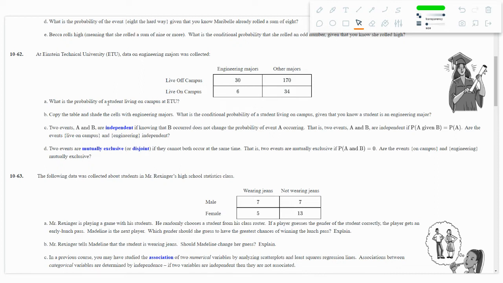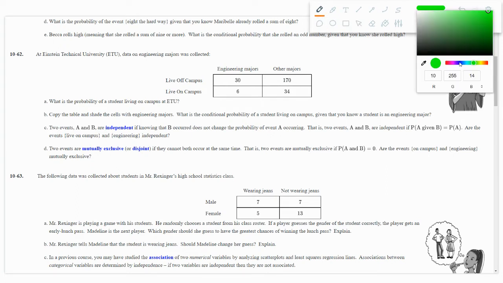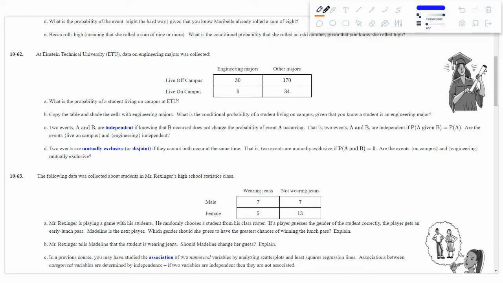So first of all, this is a very general question. What is the probability of a student living on campus at ETU? In order to answer this question, you need to figure out how many students there are. So the way that we fill out this table here is we can count how many we have of each category. Because at the end of the day, everything's going to add up to the same number. So if I add across here, and I have this 30 and 170, add those together, we get 200.